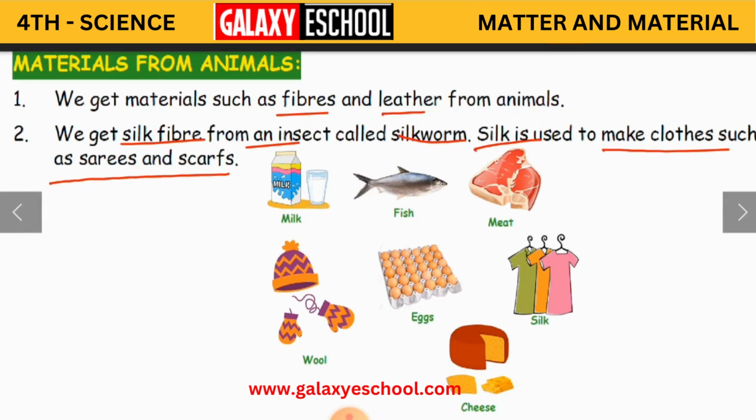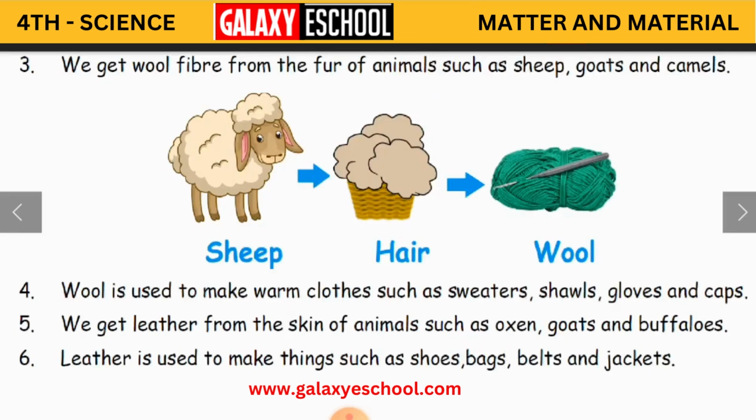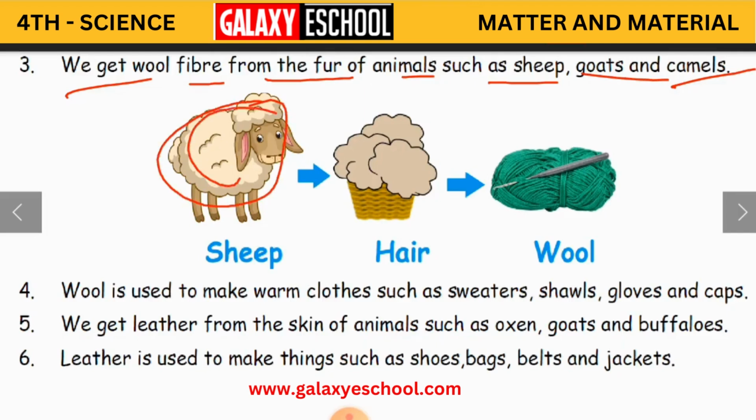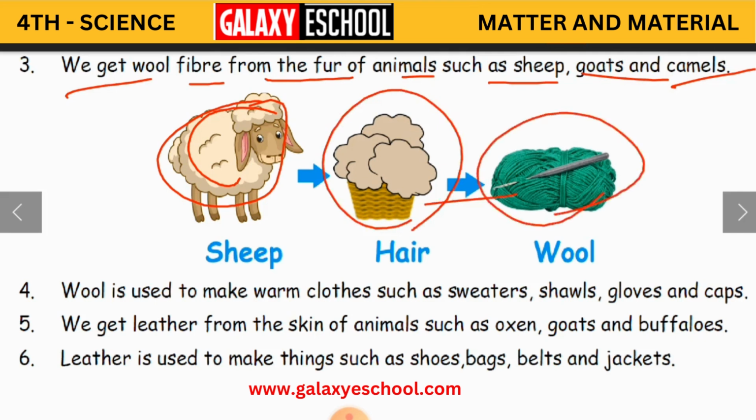Now, apart from that, we also get leather from animals. So we get wool fiber from the fur of animals such as sheep, goats and camels. So not only leather, we also get wool fiber from the fur of the animals. See, what is this? This is a sheep. So what has it got? It has so much fur, that is hair, on its body, and that hair is used as wool, where we use it as sweaters, some scarves and all that. There are so many woolen products also, like gloves and all that.